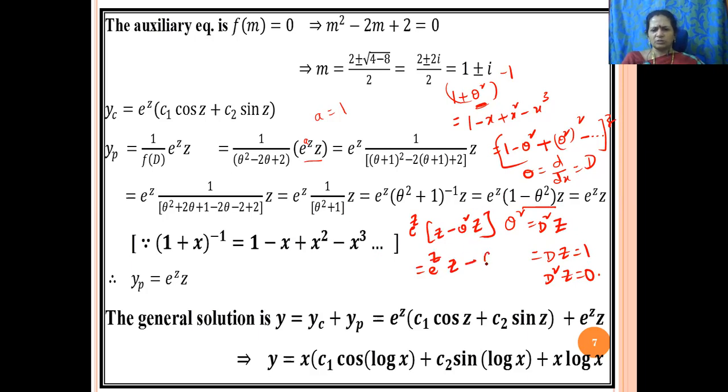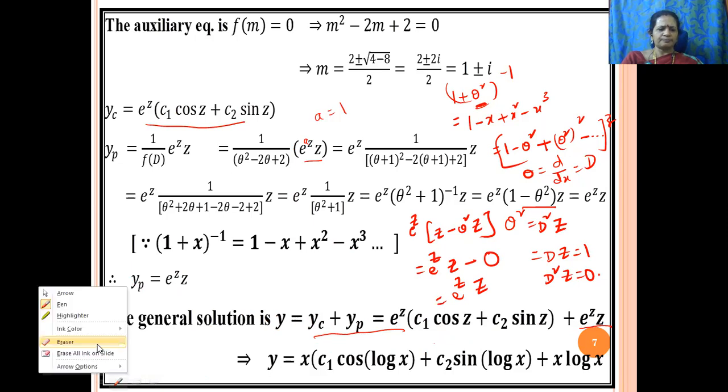So this e power z into 0 is 0. So finally what will we get? e power z into z. So yp is e power z into z. So finally, next, what we are interested in: the general solution formula is y is equal to yc plus yp, meaning e power z into z. This is the form. Yc, we already got it. This is the yc. So substitute it, and yp is e power z into z. Okay. So finally simplify that, we'll get the general solution. Okay.